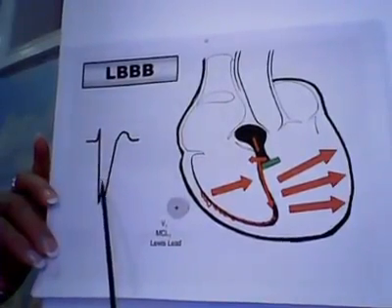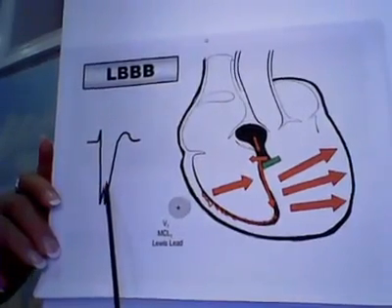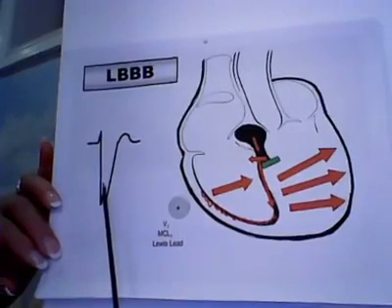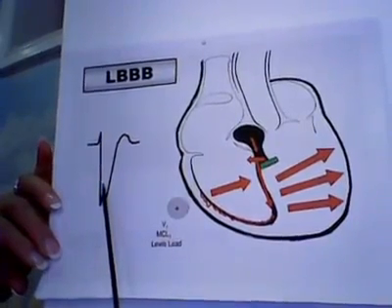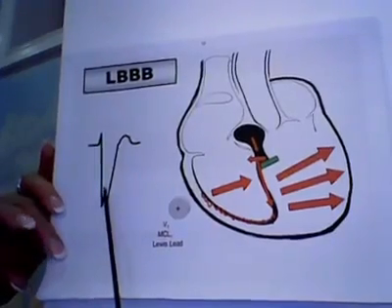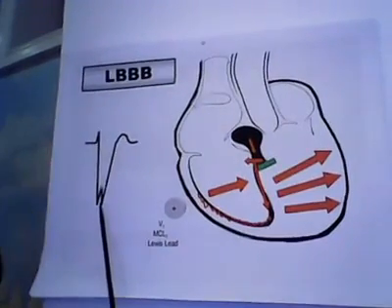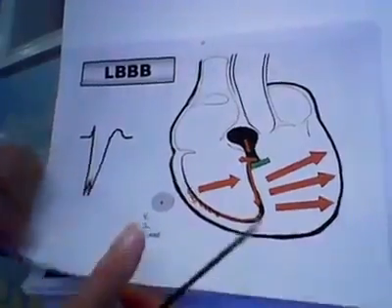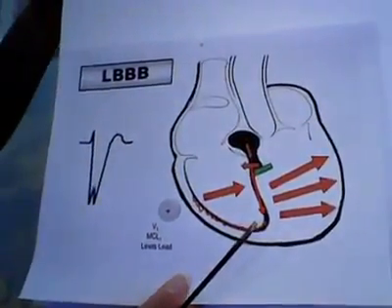a wide complex. Matter of fact, with a left bundle branch block, all your complexes will be wide in your EKG. Whereas with a right bundle branch block, your limb leads are not wide. The complexes are not wide. Let me show you a left bundle branch block. Let's look at some EKGs.